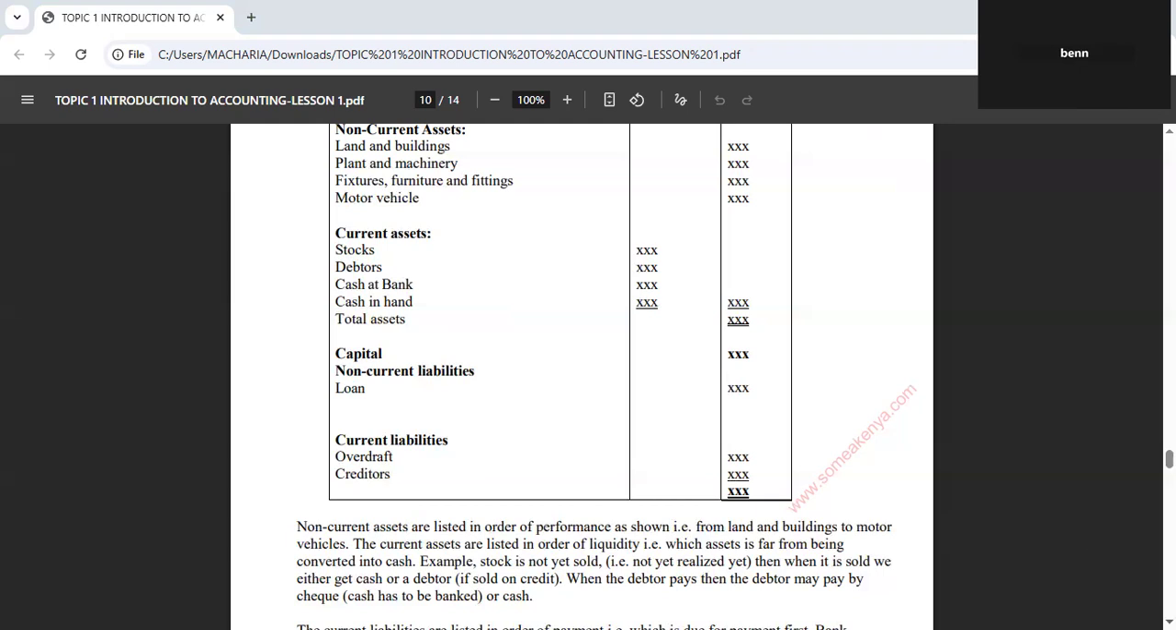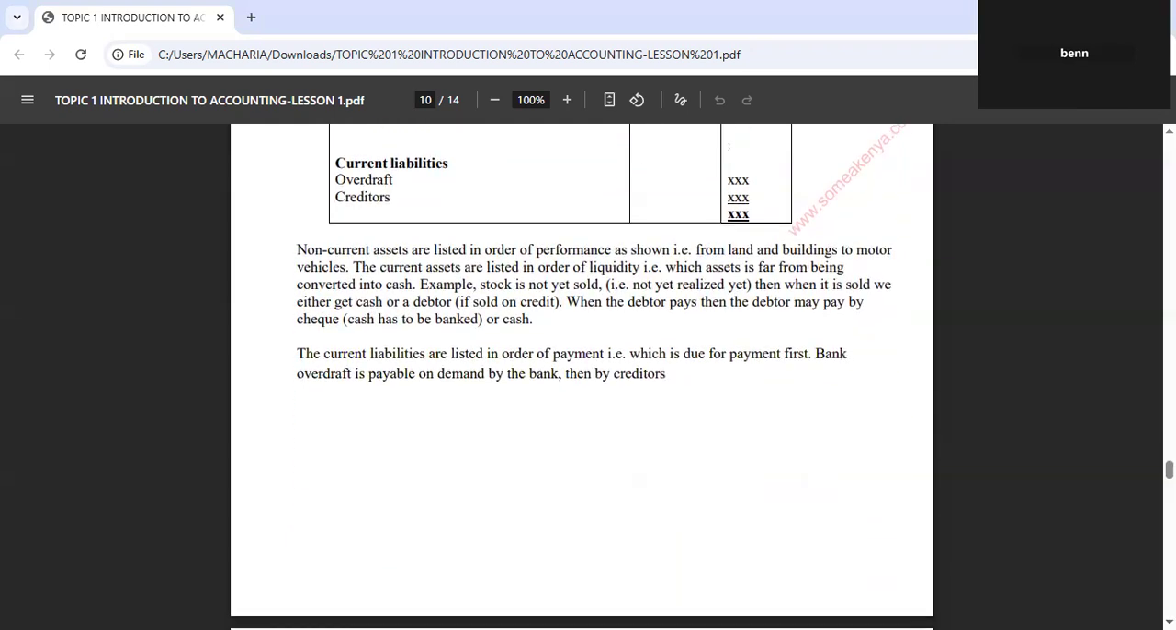Now, that's how we prepare a balance sheet. We are saying that non-current assets are listed in order of performance, as shown from land and building to motor vehicle. The current assets are listed in order of liquidity. Which asset is far from being converted into cash? For example, stock is not yet sold, not yet realized. Then what is sold, we either get cash or debtors. When the debtors pay, they may pay by check or cash.